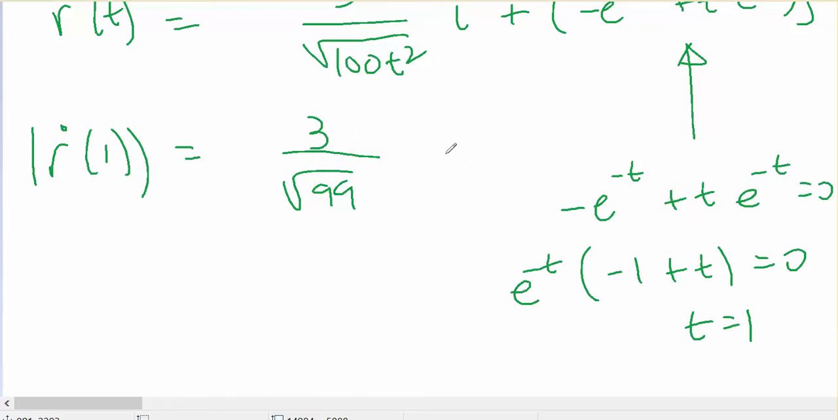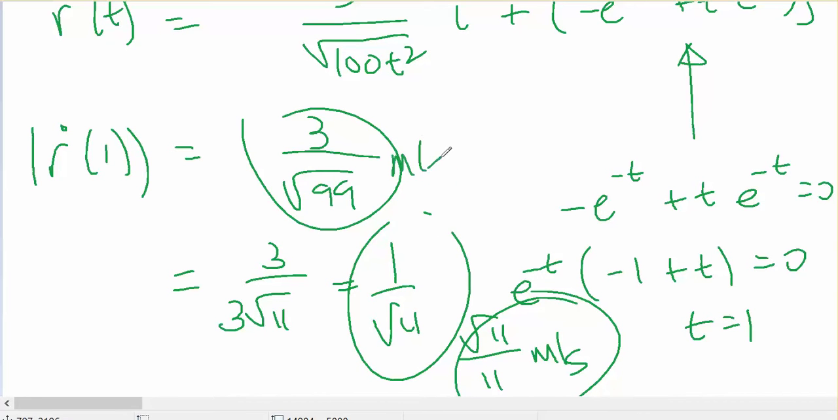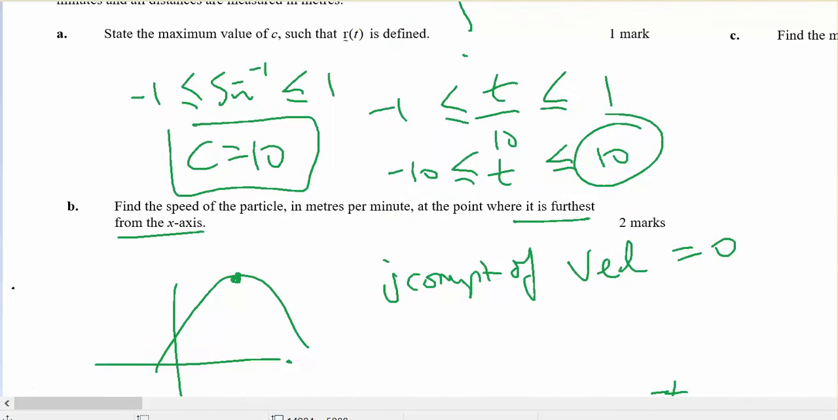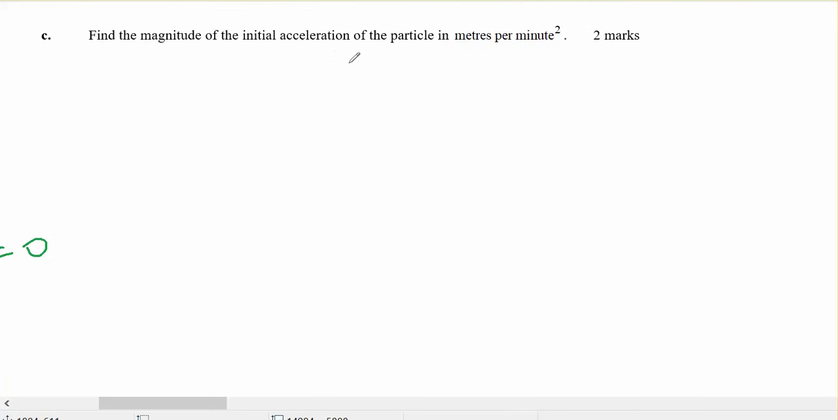I could square it and take the square root, but it's just going to be that, which will be 3 on top of 3 root 11, 1 on root 11, or root 11 on 11 meters per second. I'll take that, or that, or that as an answer. Okay, that's part B. Part C, the magnitude of the initial acceleration.